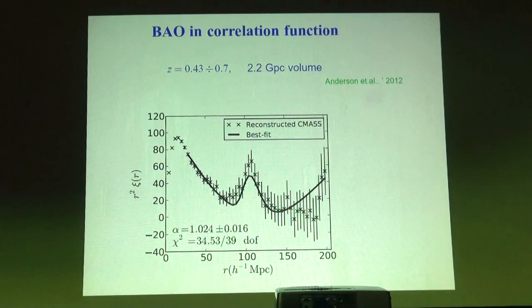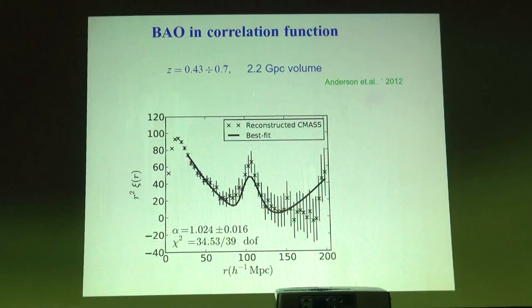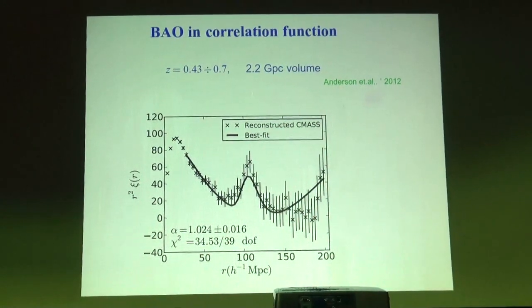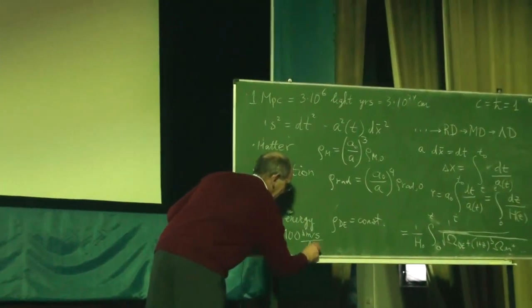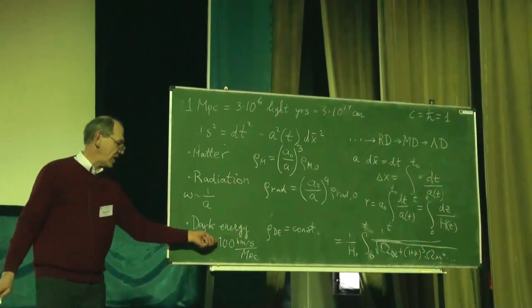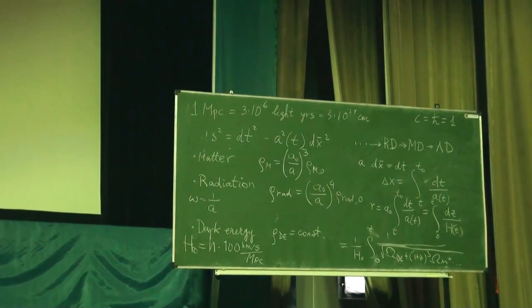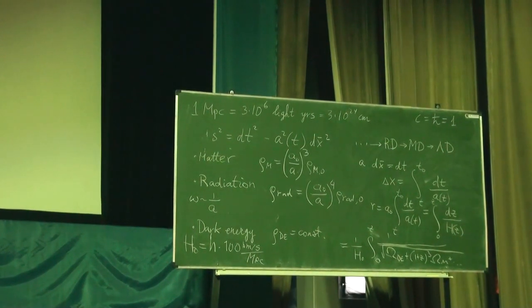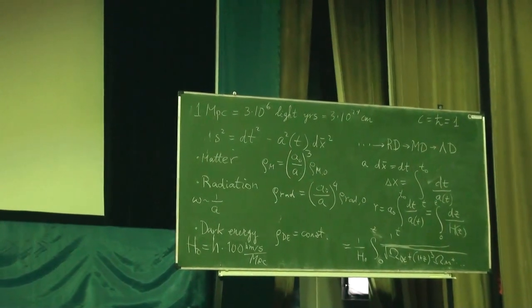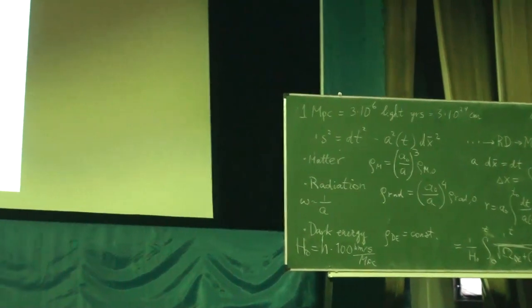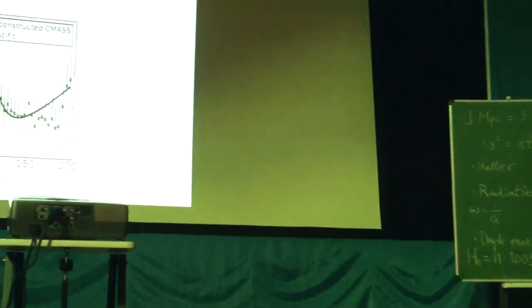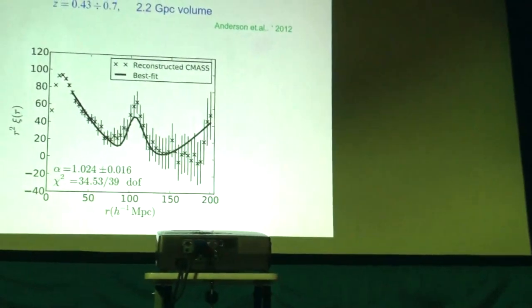h, let me tell you that h, by definition, is the parameter characterizing our Hubble constant like this, h times 100 kilometers per second per megaparsec. So h is the Hubble parameter in units of 100 kilometers per second per megaparsec. So h is about 0.7. What is alpha? Where is alpha? That's a technicality. There are lots of technicalities in this business.